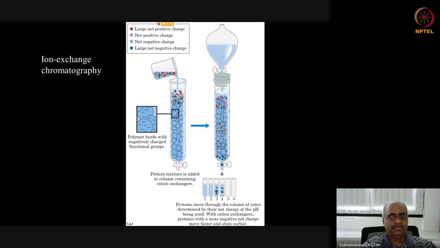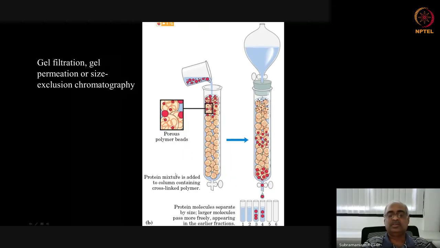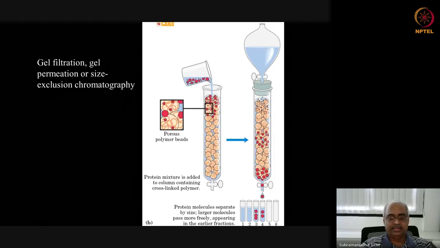charge but different sizes. So they would have come here together, although their sizes vary, but charge is very similar, and as a result they come in the same fraction. Now you use a chromatography that separates them based on size. So first based on charge and then based on size, then you would have separated them. So they are often used in combination in a sequential or tandem manner.